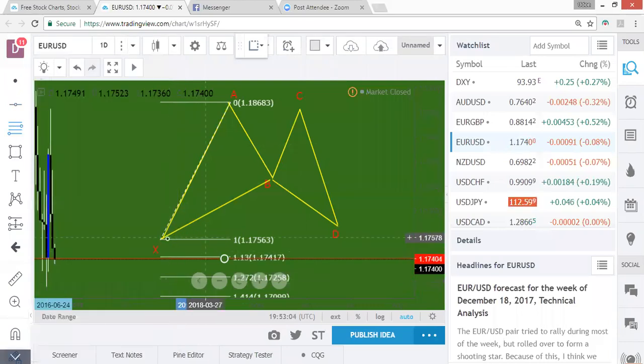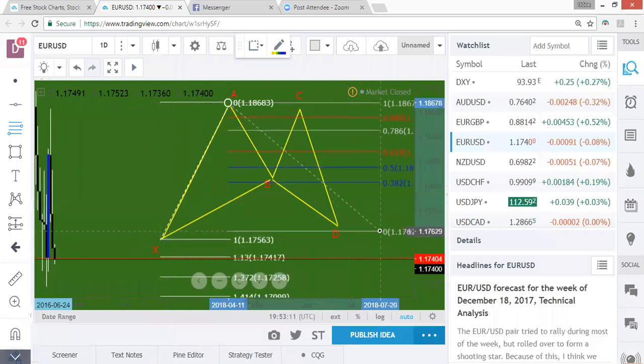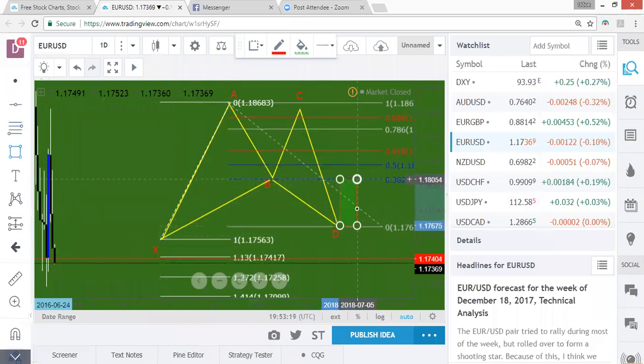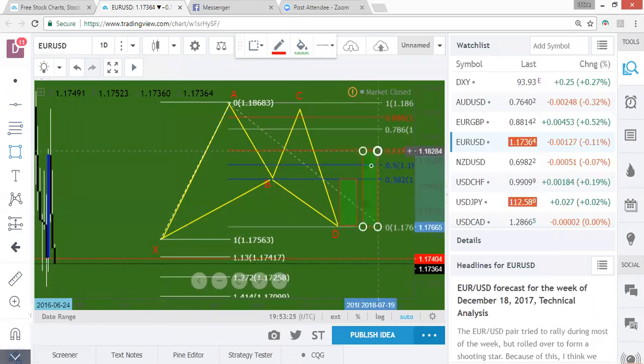Fibonacci retracement from A to D for our targets. And we're looking to get out of the market at 382, and 618.